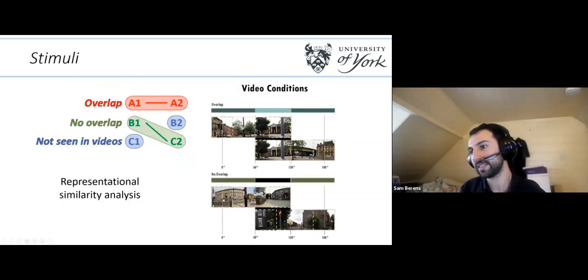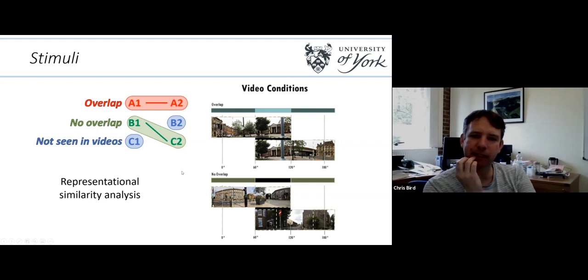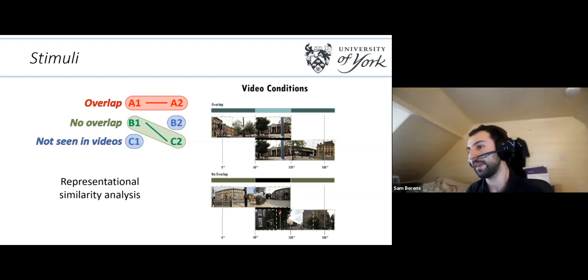So this would be an example in a no overlap video. This would be an example of a B1 image because it's the 0 degree endpoint from this no overlap video, and the 180 degree image would be the C2 image. And their task when they're looking at this is to decide whether they're from the same location or not. So when they're watching the videos, it's just to detect a visual overlap between the two video segments. That's what we asked them to do when they saw the videos.